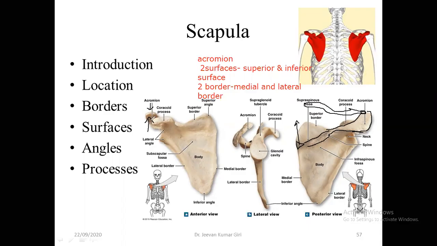So this medial border continues with the upper lip of the crest of the spine posteriorly, whereas it continues with the posterior border of the lateral 1/3 of the clavicle anteriorly. The lateral border of the acromion continues with the lower lip of the spine of the scapula posteriorly, whereas anteriorly it continues with the anterior border of the lateral 1/3 of the clavicle.